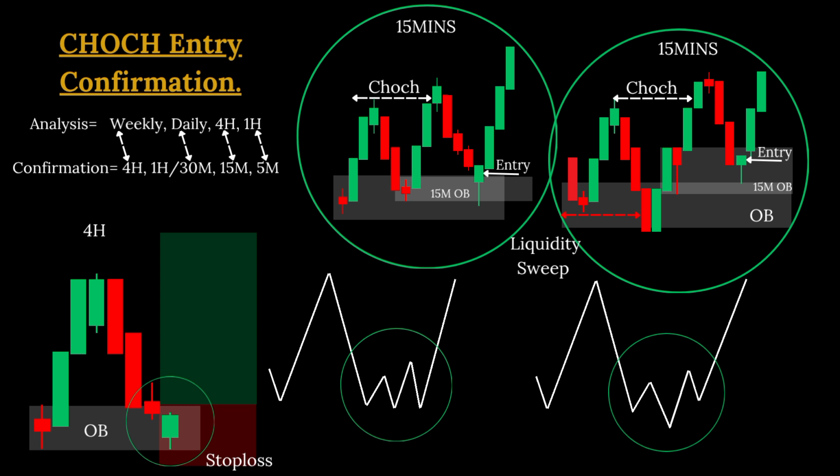Entry: when price breaks structure on the lower time frame, enter on a retest to the newly formed order block on the lower time frame, and place your stop loss a few pips below the low or above the high of the newly formed structure. Then target the opposite major order block, support or resistance, as take profit.